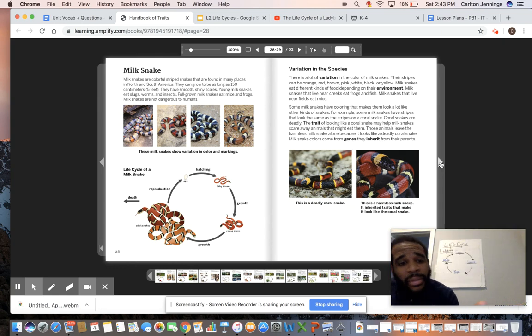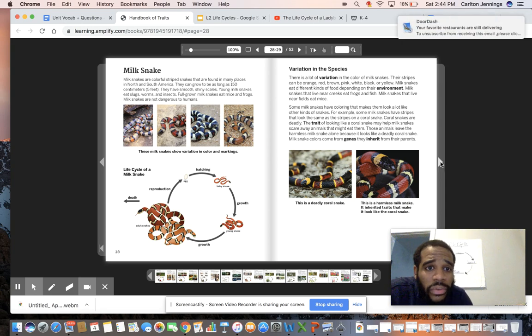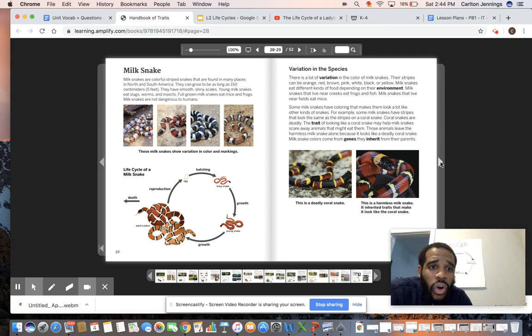I can see from the bottom of the picture that it starts off as an egg. So the animal that starts off as an egg is a milk snake. Milk snakes are colorful striped snakes that are found many places in North and South America. They can grow to be as long as 150 centimeters or 5 feet long. They have smooth, shiny scales. Young milk snakes eat slugs, worms, and insects. Full-grown milk snakes eat mice and frogs. Milk snakes are not dangerous to humans.